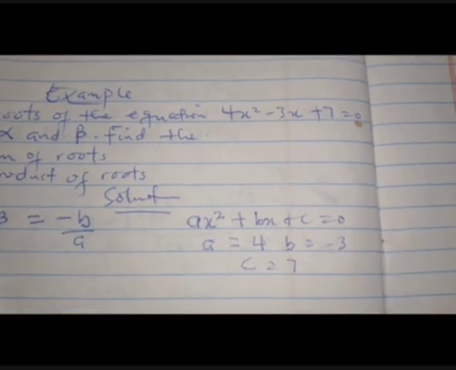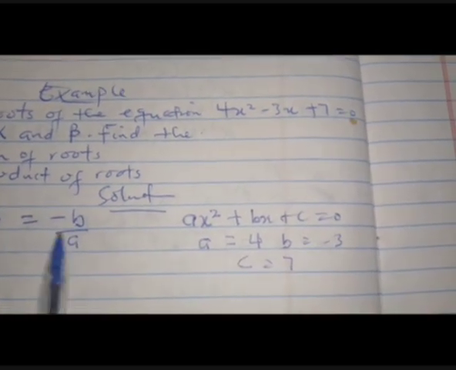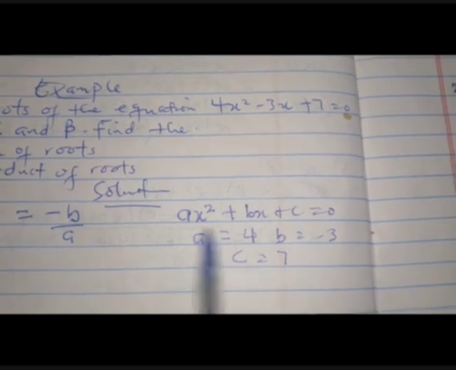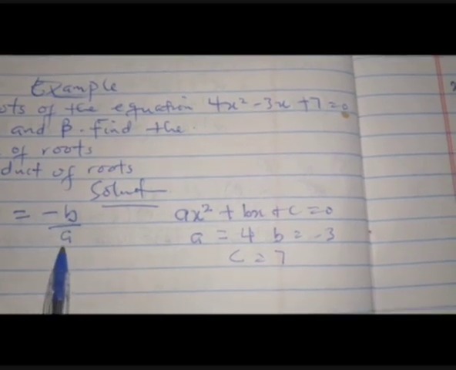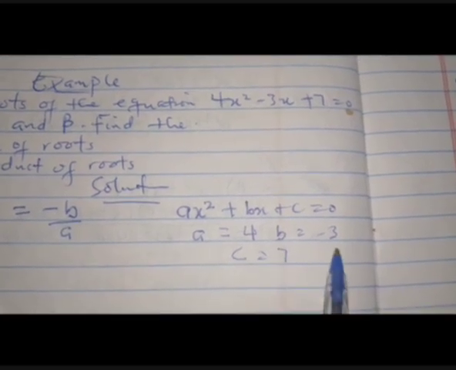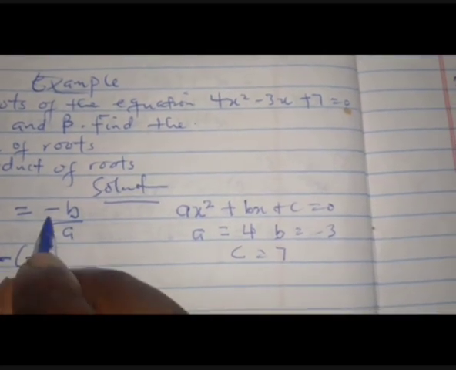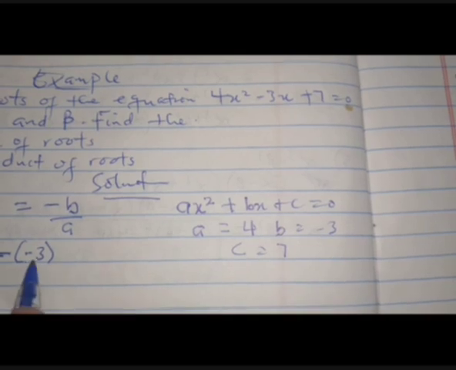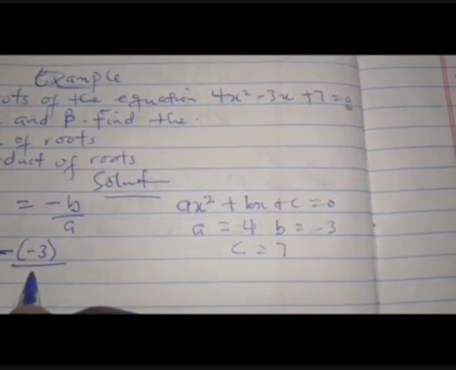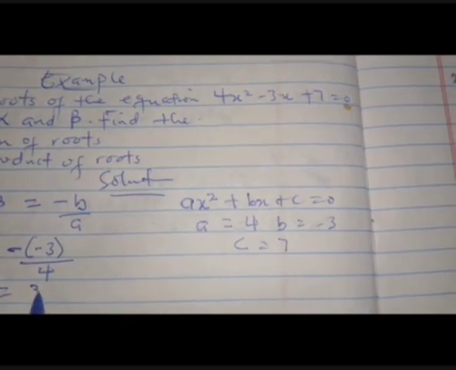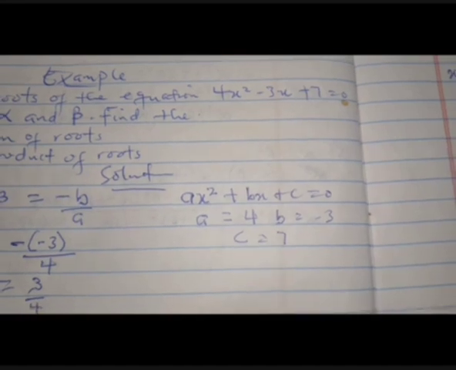In this case, our sum of roots, alpha plus beta, is giving us minus b over a. Now, our b value is minus 3. So we have minus, it is minus here, so minus then minus 3 over our a value, which is 4. And this gives us 3 over 4.